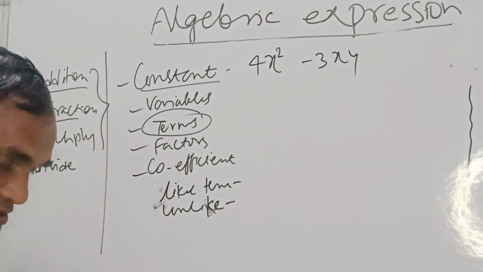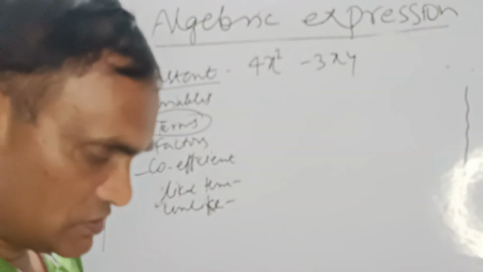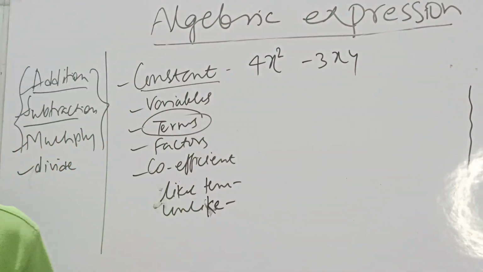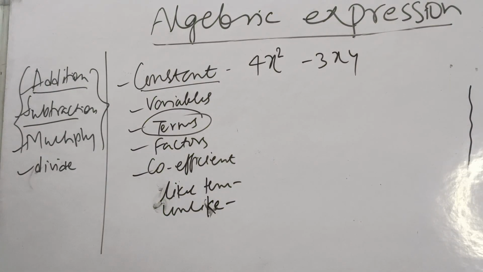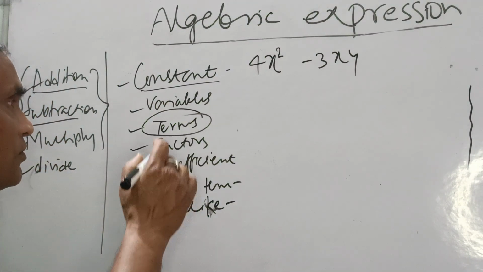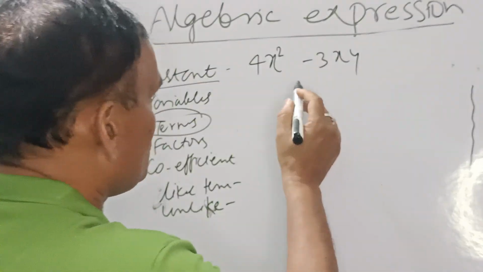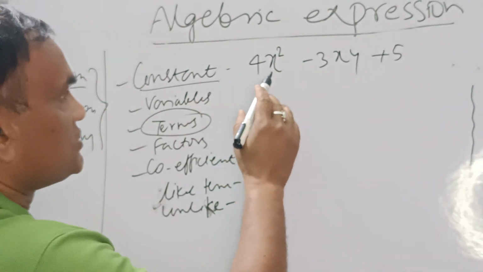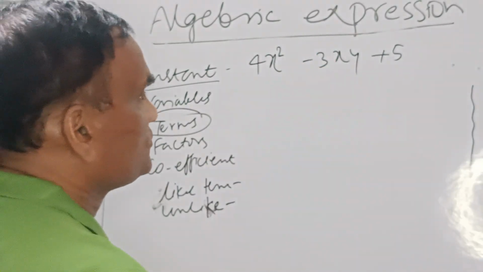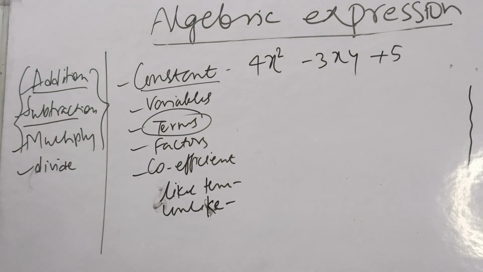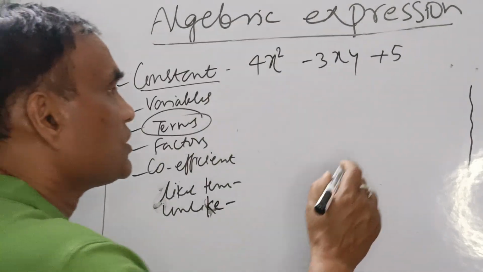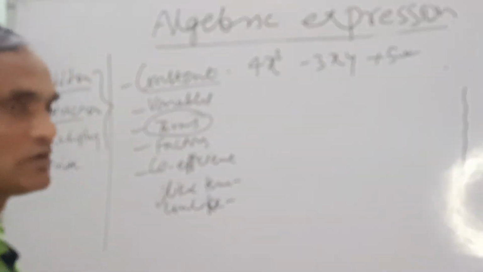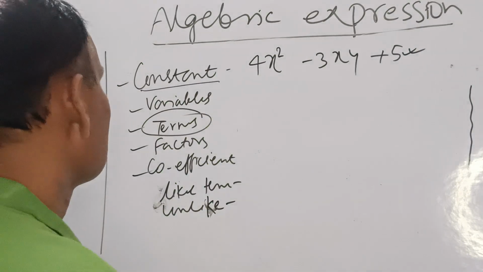Constant in the sense the value doesn't get changed. That is constant, right? Constant value doesn't get changed. Suppose, we are taking one example, 4x square minus 3xy plus 5. So 5 is a constant. This is a constant. Okay.